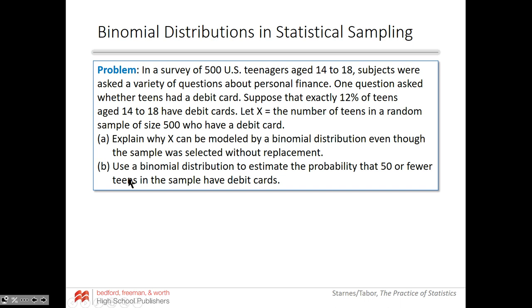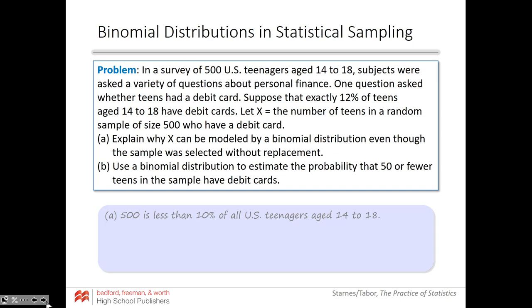So first thing, we should really say, is this binomial? Do we have either a success or failure? Yeah, they either have a debit card or they don't. Do we have independence? Well, that's going to be the 10% rule in just a second, but we're going to assume that whether or not someone has a debit card is independent from each other. Do we have a fixed number of n? We took a random sample of 500, and the probability of success, we know that 12% of teens have debit cards. So can we use the binomial distribution?